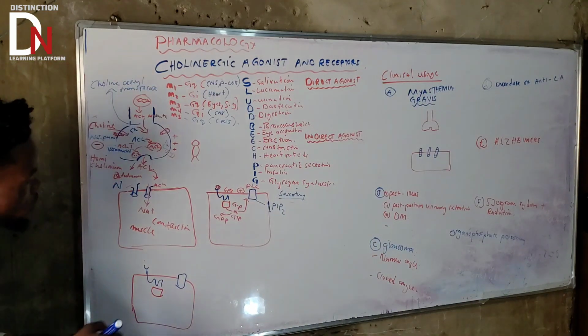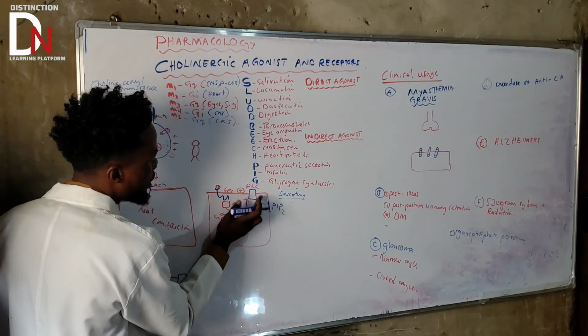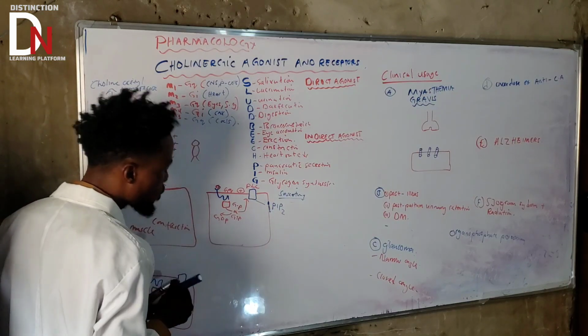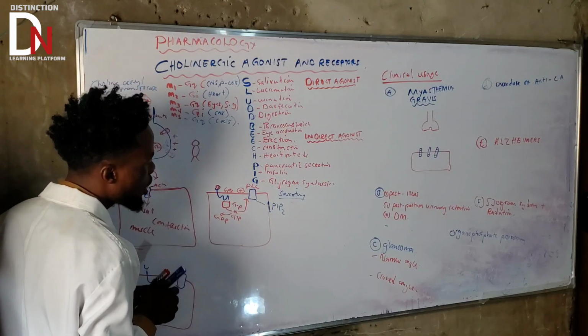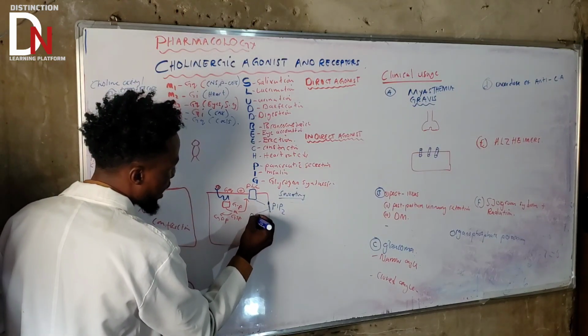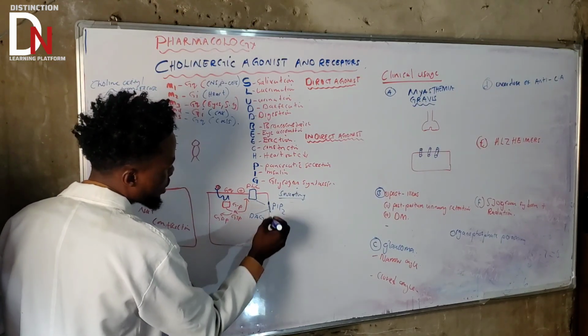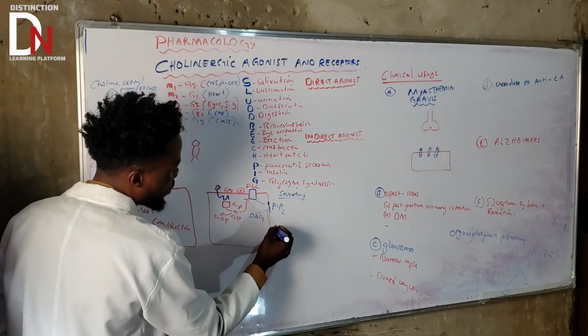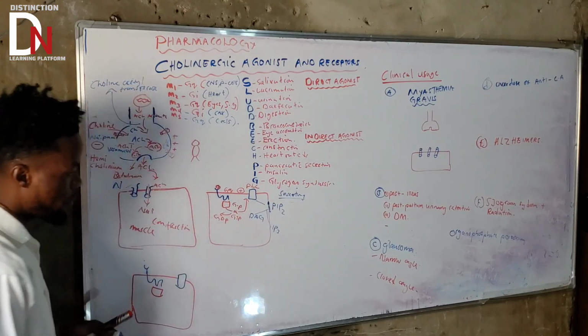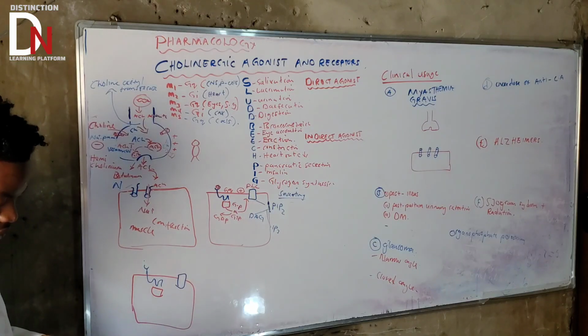So on the cell membrane there is PIP2. This phospholipase C is going to start converting PIP2 into two important substances. What are those substances? The first one is what we call DAG, diacylglycerol. And the second one is IP3, which is the inositol triphosphate.